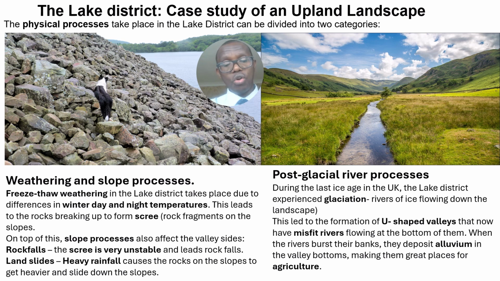The second slope process is landslides, and these occur during periods of heavy rainfall. That causes the rocks on the slopes to get heavier and therefore slide down the slopes.